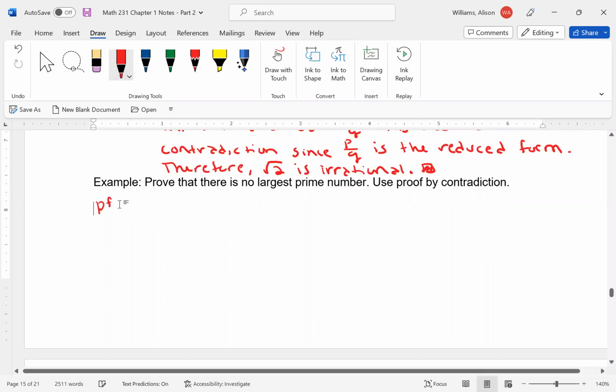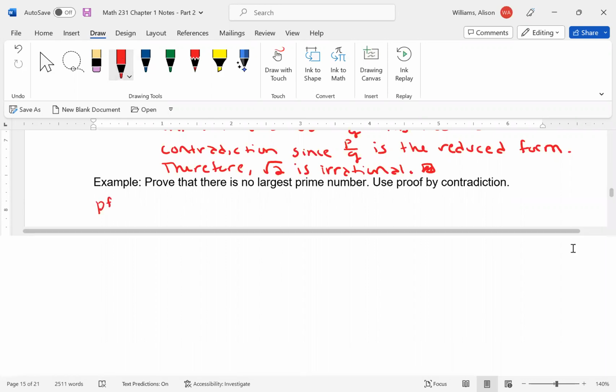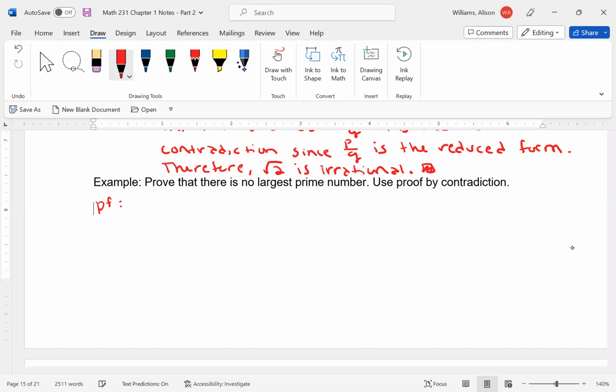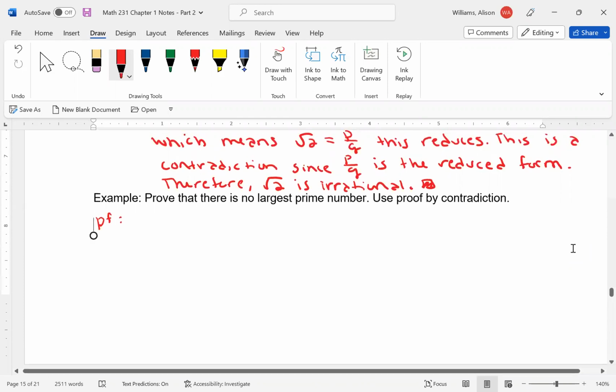What this means, by the way, the implication of this example, is that prime numbers are infinite. We can continue to find prime numbers forever. In fact, this is going to show you how you can produce a new prime number once you have a very large prime number.